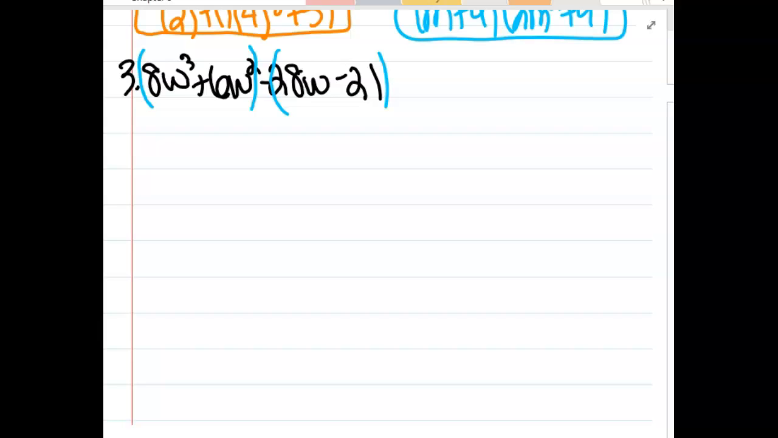Now looking at the first 2 terms, 8w cubed, 6w squared. What do they have in common? What do 8 and 6 have in common? A 2. And how many w's? 2. So we're going to factor out a 2w squared. 2w squared times 4w would give me 8w cubed. And then 2w squared times 3. And I factored out all my w's.